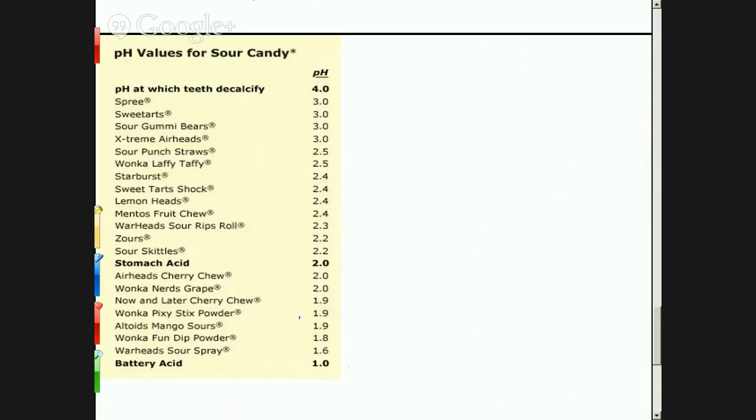Enjoy your Warheads. I don't think the actual Warheads are on this. That's sour spray. What the hell is that? That's not even a candy. I don't know. Must be some kind of chemical spray in a little spray bottle. Right. Let's put a candy label on it. It's mostly citric acid and ascorbic acid, which is vitamin C. That's what they use to make them sour.